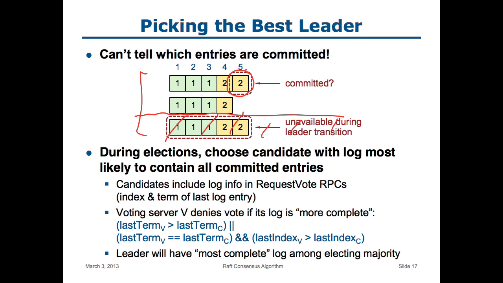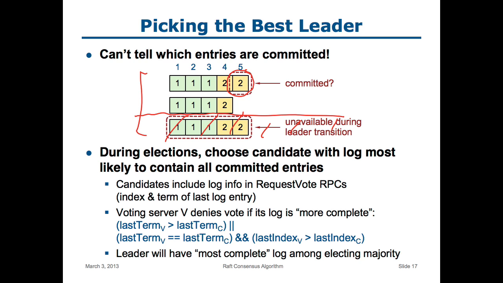We can't know for sure which entries are committed. So instead what we do is try and pick a candidate to win an election such that it has the log that is most likely to have all the entries that have been committed. I'll first describe this intuitively and then come back and make it more precise to prove that in fact we can guarantee that we pick a candidate that has all the committed entries.